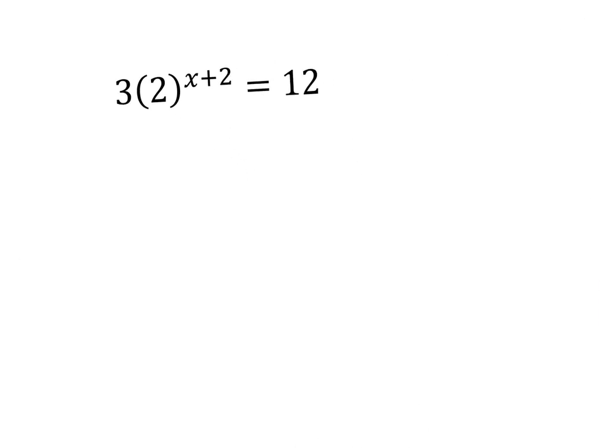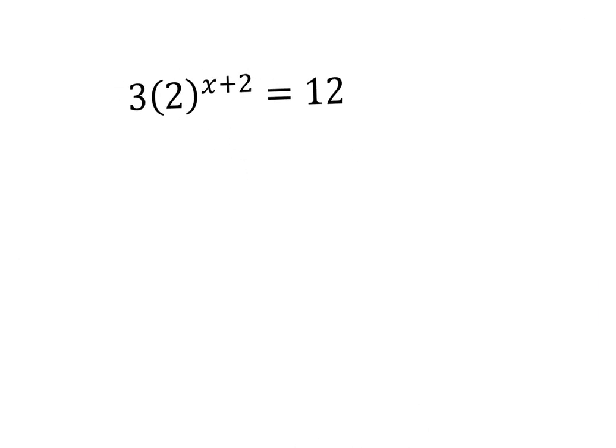All right, so let's go on to another problem here. What about something like this? Okay, well, obviously the first thing we want to do is we don't really want this 3 here, so we're going to divide both sides by 3. So I get 2 to the x plus 2 equals 4.